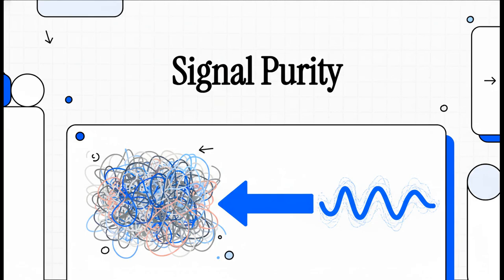Today, we're going to dive into something that is absolutely crucial for any serious quant trader, signal purity. We're going to look at how you can take dozens of noisy, overlapping indicators and compress them into a single, powerful, and most importantly, actionable signal.